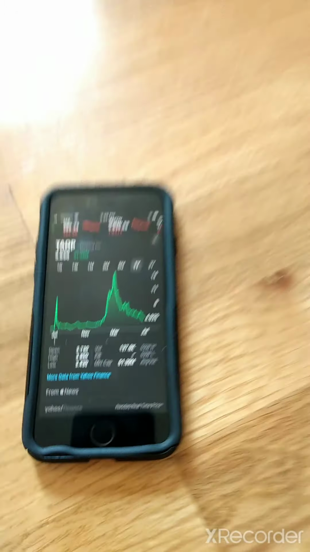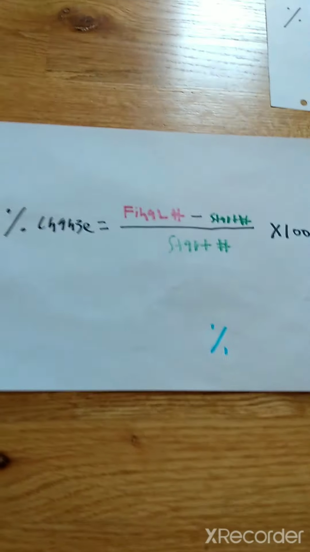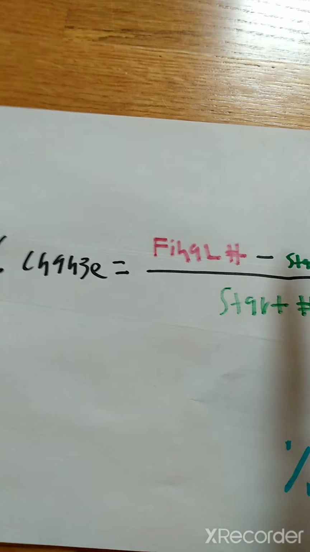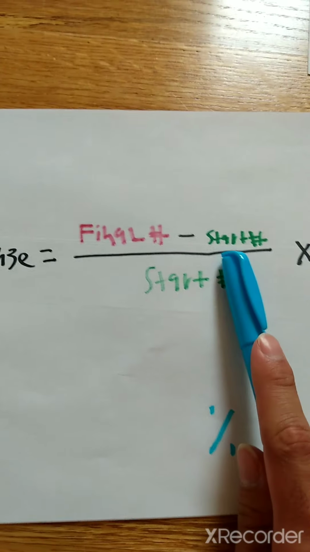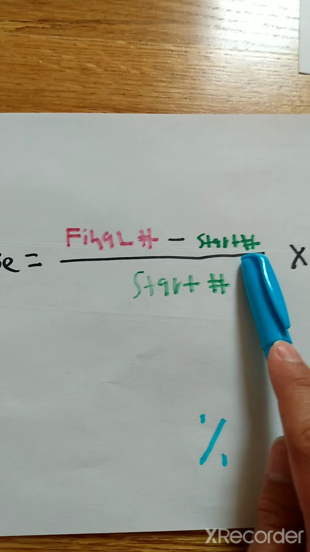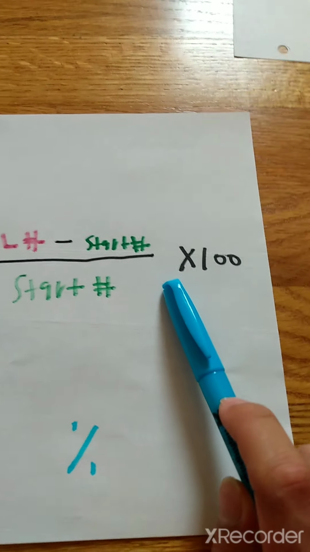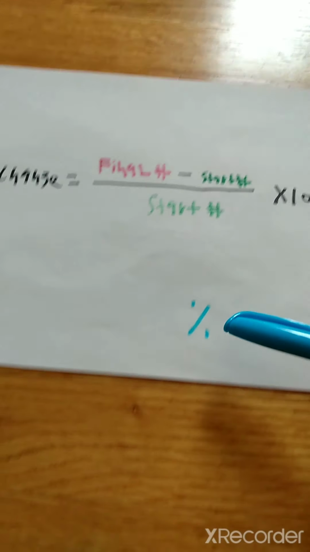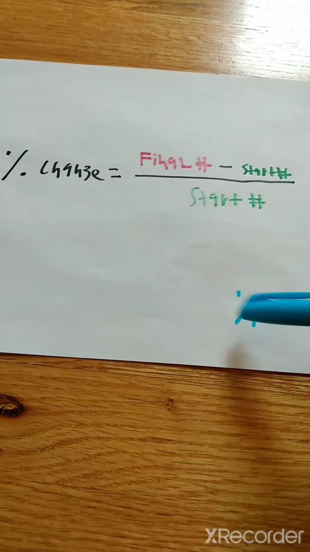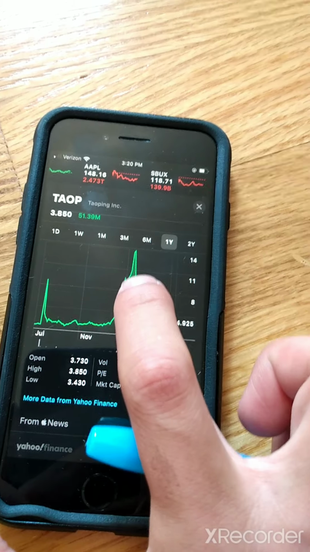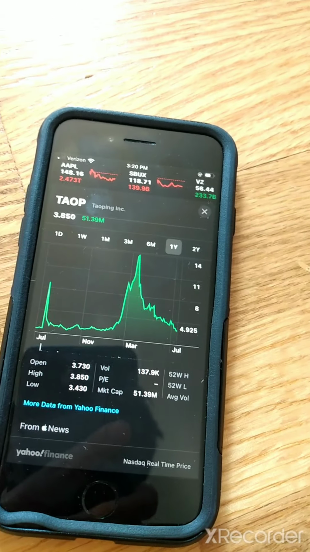Well, there is a formula that we're going to follow. The formula is percent change equals the final amount subtracted by, or the difference from, the starting amount. Divide that by the starting amount, then we multiply by 100 to get our answer right here. But it will be a percentage. That will determine how much Taoping has changed in the past year.